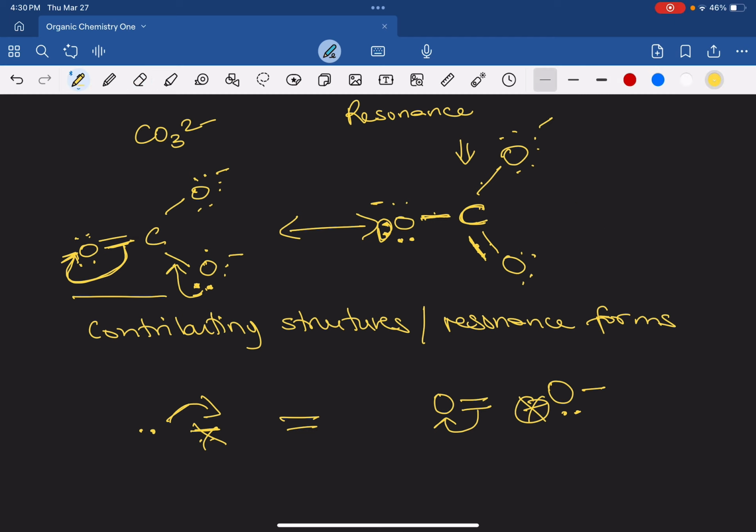We didn't do anything to this oxygen. Please realize I didn't touch this. So that's why it's back there, just as it was here. Something else to remember in resonance: if you have two charges over here, your next resonance form must have two minus charges. If it was neutral when we start, it needs to be neutral when you draw the other form. We can draw another resonance form here.